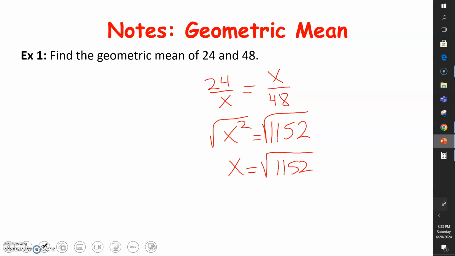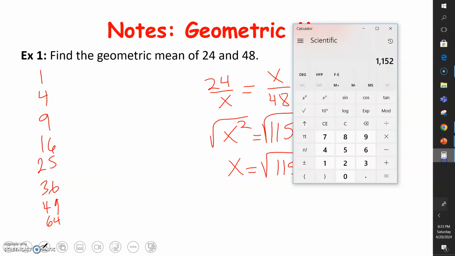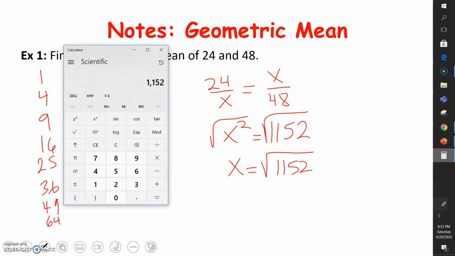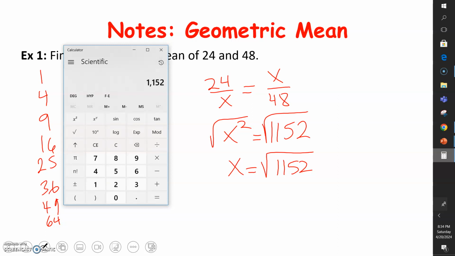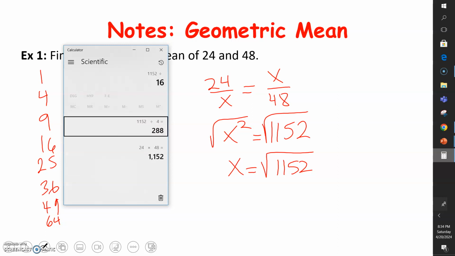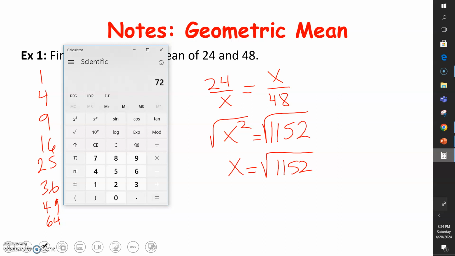We'll take a moment to see if this radical can simplify by looking for perfect squares that are factors of this number. So remember our perfect squares: 1, 4, 9, 16, 25, 36, 49, 64, and so on. So let's work our way down this list. Let's start with something small, 4. 4 works. So let's try something larger, maybe 16. 1,152 divided by 16. All right, 16 also works. 1,152 divided by maybe 64. Okay, 64 works. And then let's use 64.